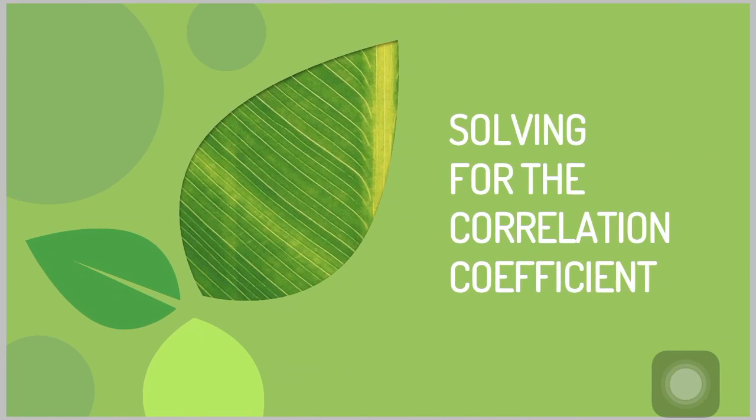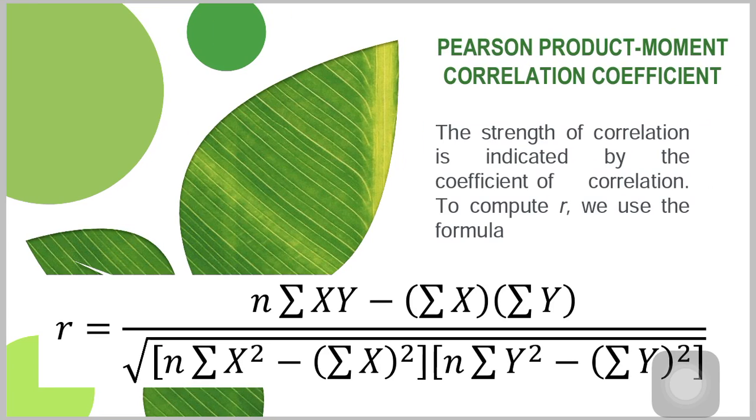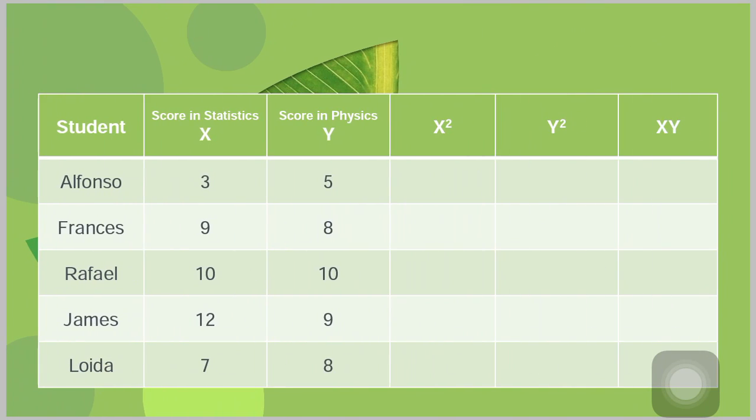Now, how do we solve for the correlation coefficient? We have been introduced to the Pearson product moment correlation coefficient, or we commonly call it the Pearson R. Here's the formula, and it is used to indicate the strength of the correlation. If the R is positive, then there's a positive correlation. If the R is negative, then there is a negative correlation. How do we do it?